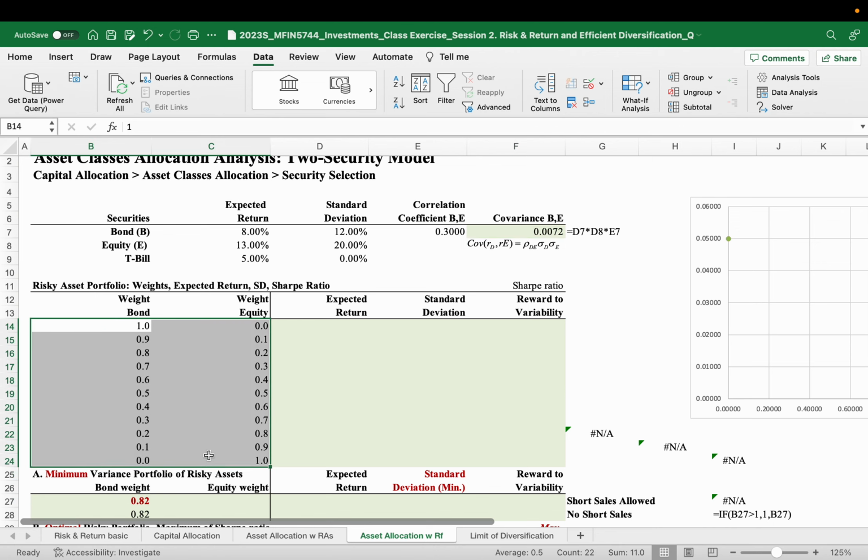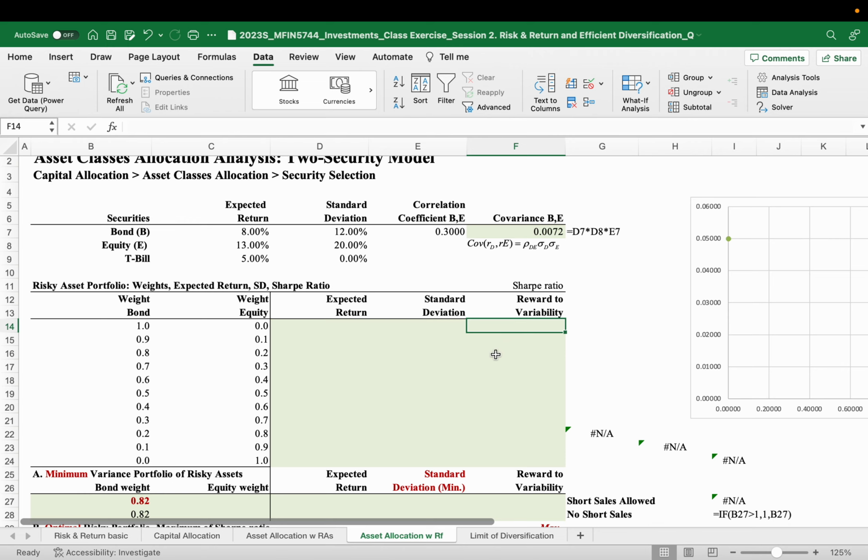Same 10 cases here of the weight of bond and the weight of equity, where we have the expected rate of return and the standard deviation. Also reward to variability, which is the Sharpe ratio, because we want to find the optimal risky portfolio weight that satisfies the maximum of the Sharpe ratio. So let's fill out this part together.